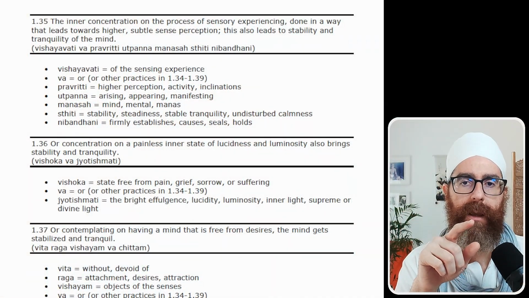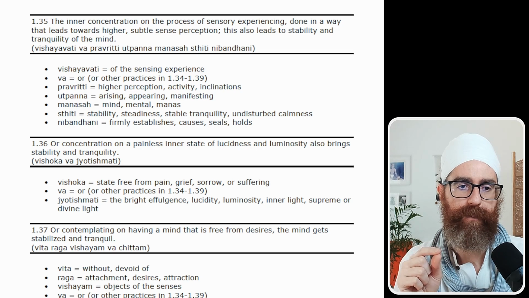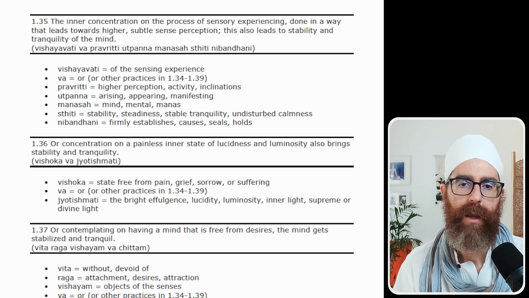So paying attention to the senses and being able to focus them in a way that is more subtle. He mentions the subtlety. I don't know if you got it. Done in a way that leads towards higher subtle sense perception, a higher perception, pravriti. So, the senses tend to be focused on the outside, and they are getting attached to the outside. Remember, one of the things was craving. Yeah, that was one of the obstacles. So we are getting this craving.